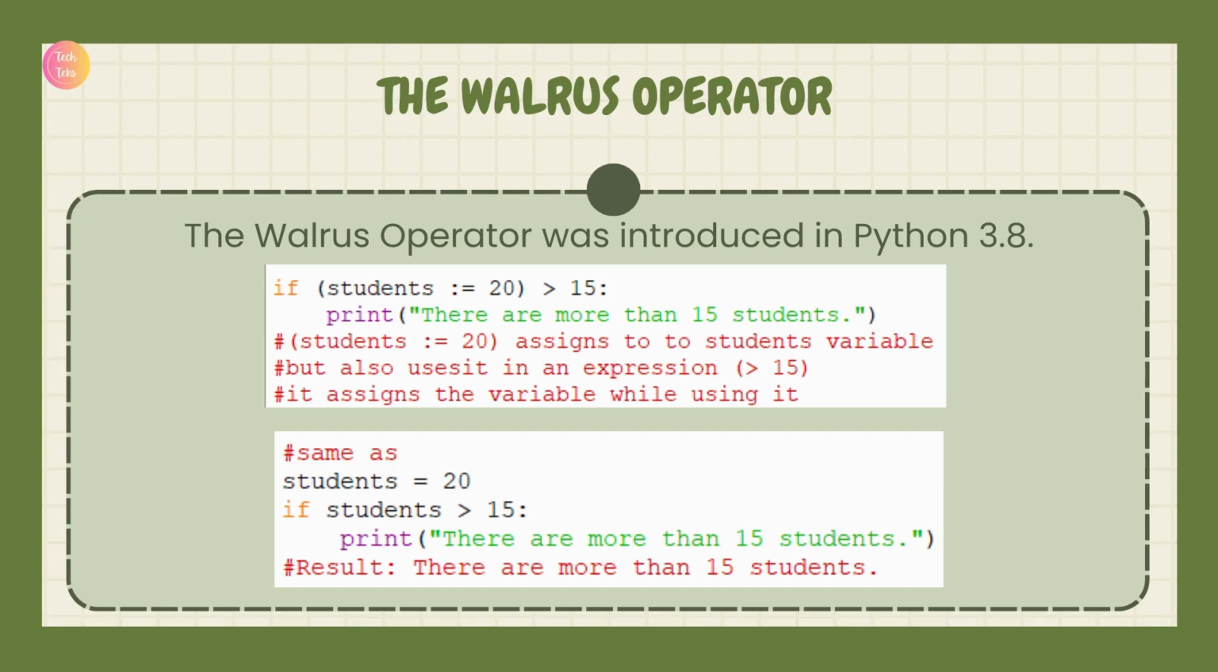And it is the exact same thing as saying student equals to 20, and then if student is greater than 15, then print there are more than 15 students. So it's the same thing as assigning the variable at first before then using it in the comparison. Now, there's a little bit of a twist. To make sure that this works, your Python version has to be 3.8 or above. So it doesn't work on all Python. No, it has to be Python version 3.8 or above. So just make sure to check that first.